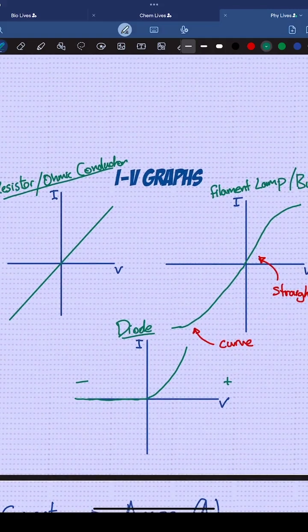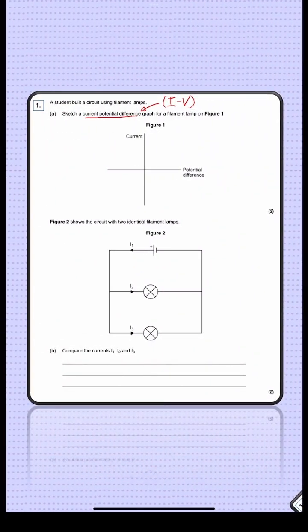So let me zoom out a bit. Let's go back to our question. Sketch an IV graph for the filament lamp. So that's the second one that we talked about. So it's going to curve, then it's going to go through the origin, and then it's going to curve again. That's 2 marks. So we'll look at the mark scheme in a second to see what they're looking for exactly.